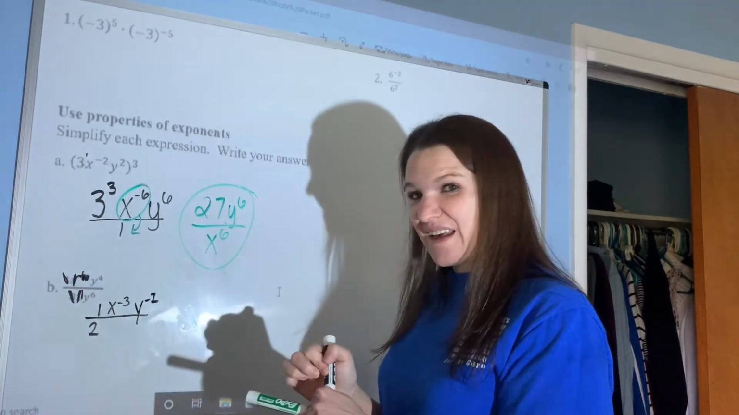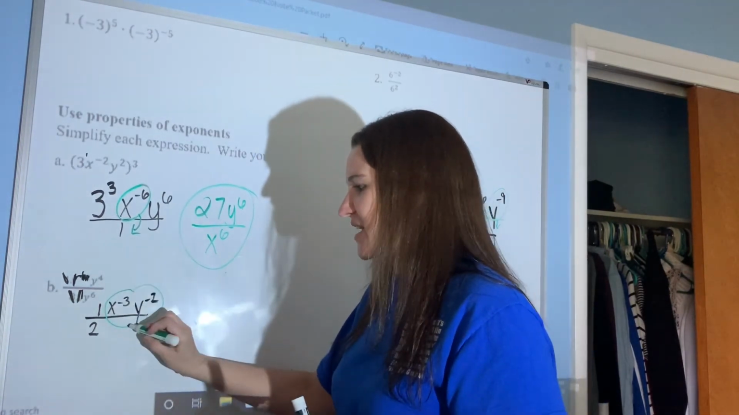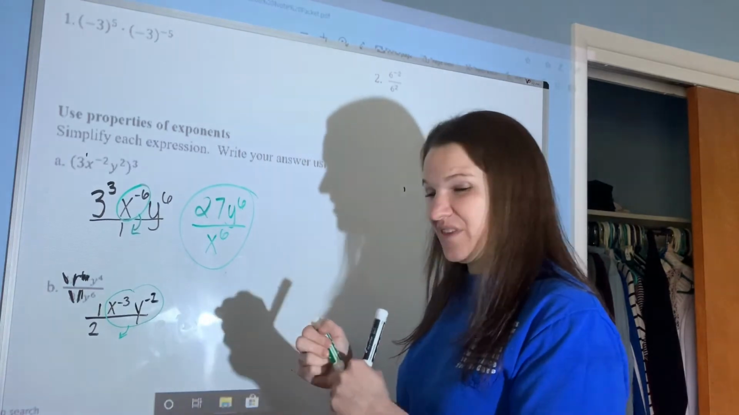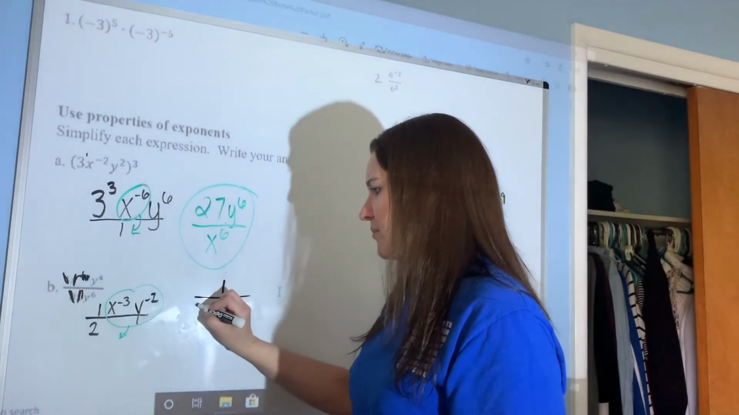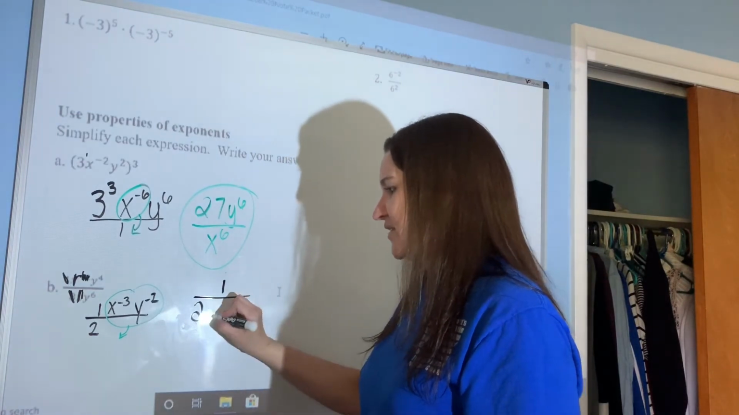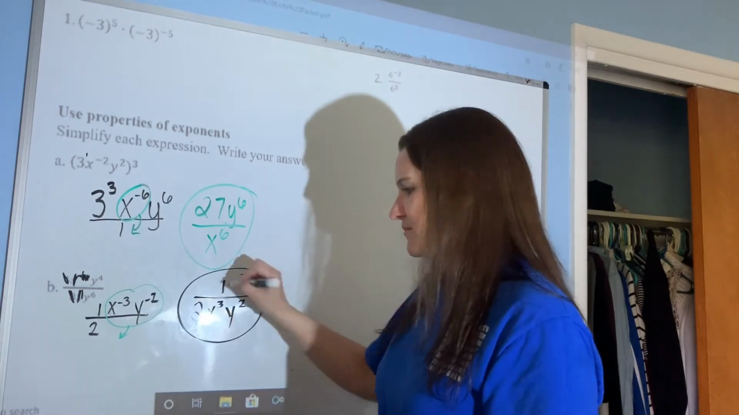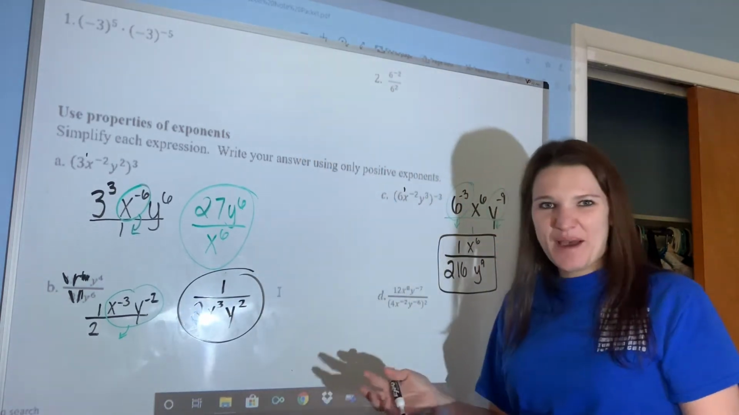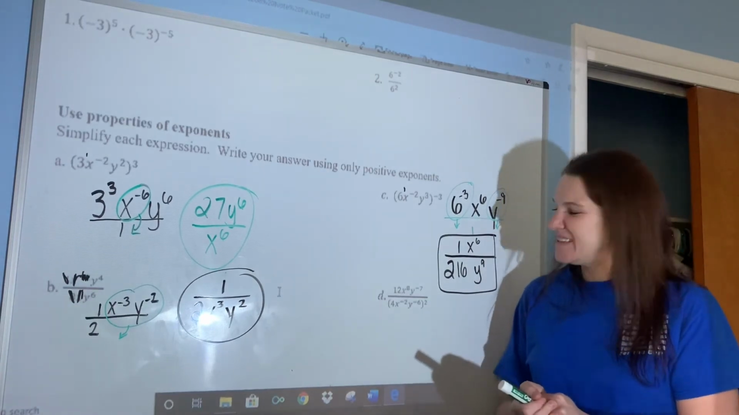Now, I'm not quite done yet. As we said, we can't have negative exponents. Both of these things need to drop down into the denominator with that 2. So I'm going to have a 1 on top. On the bottom, I'll have 2, x to the 3rd, y squared. All right, not too bad. Things are making a lot more sense now that we know all of our properties.